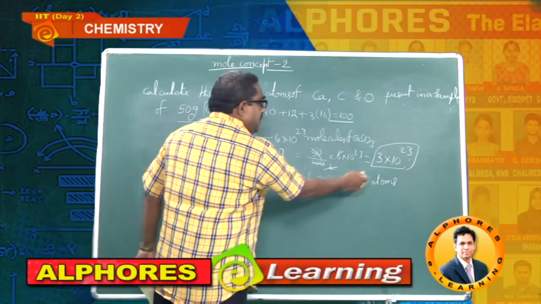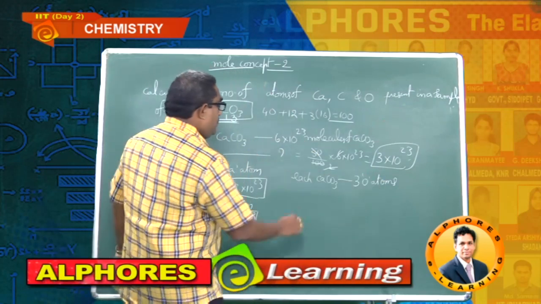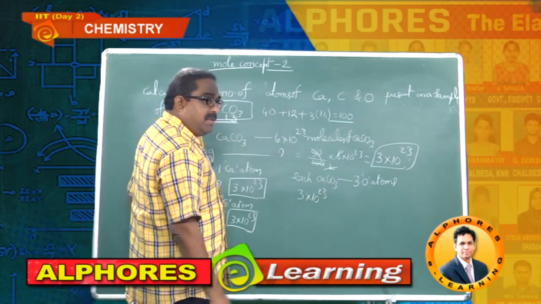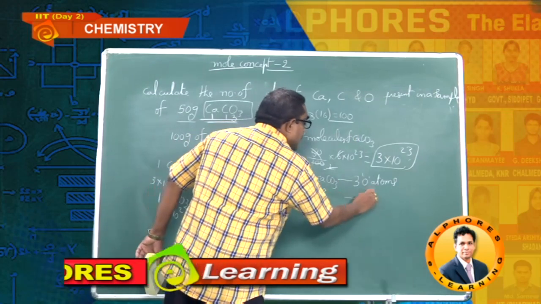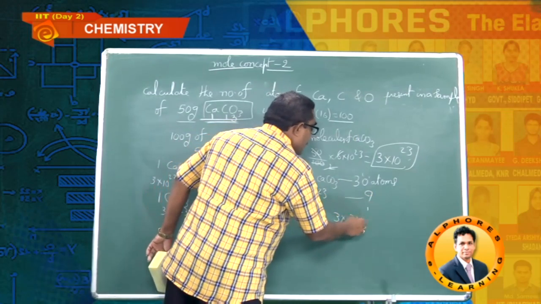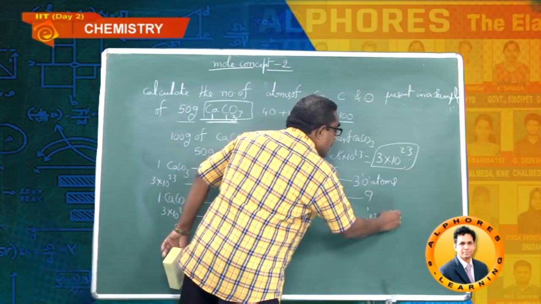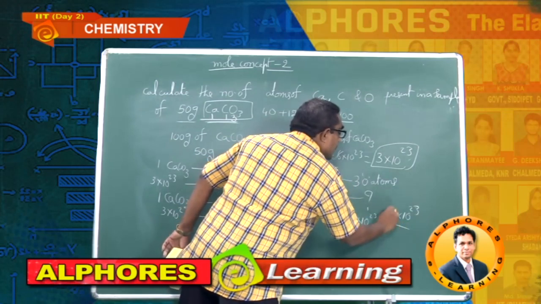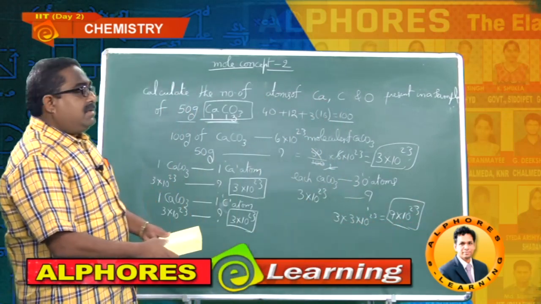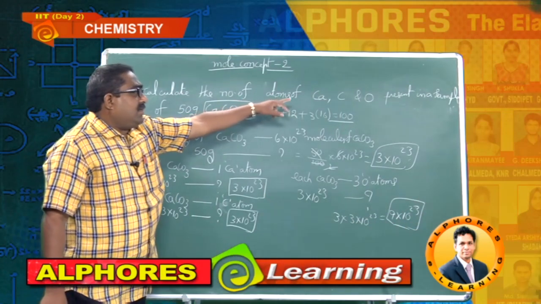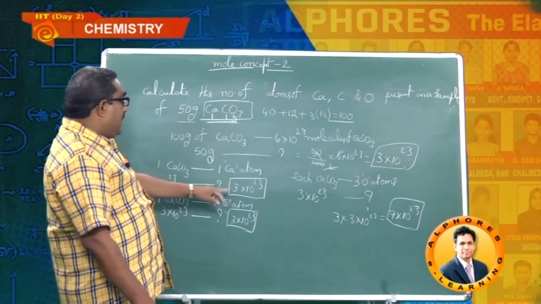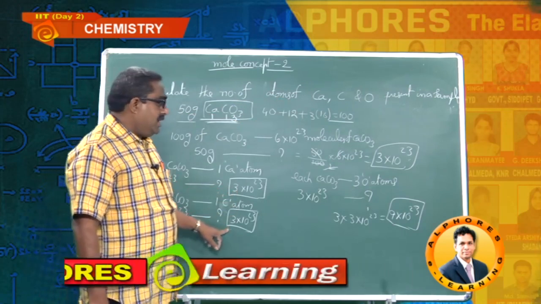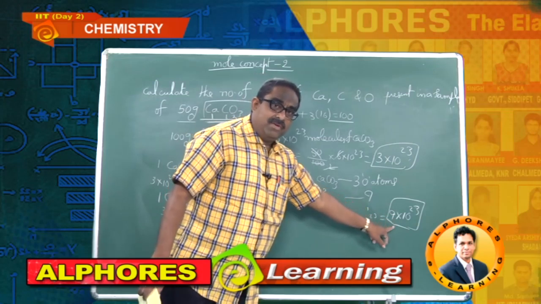So each calcium carbonate contains 3 oxygen atoms, and I have 3 into 10 power 23 such calcium carbonate species, so that contains 9 into 10 power 23 oxygen atoms. Now we have answers for all the 3 questions. Calcium atoms are 3 into 10 power 23, carbon atoms are 3 into 10 power 23, and oxygen atoms are 9 into 10 power 23.